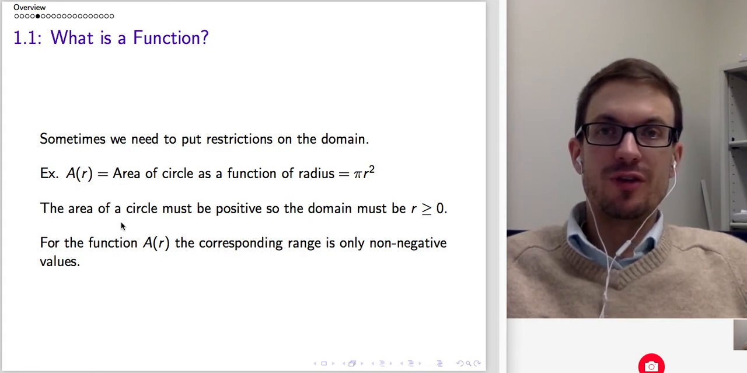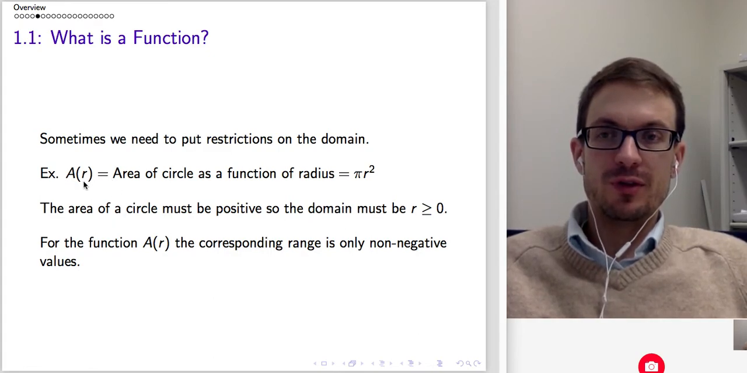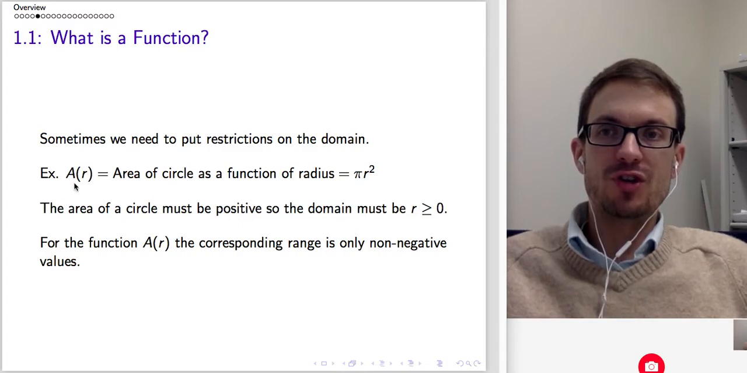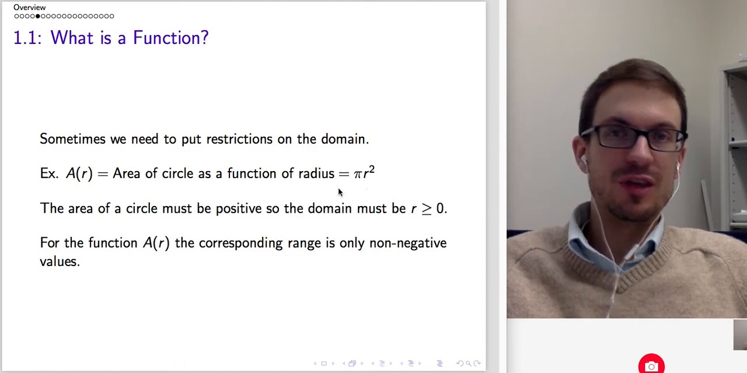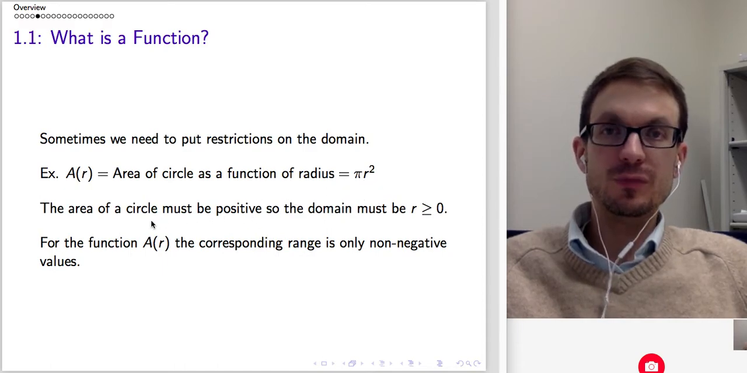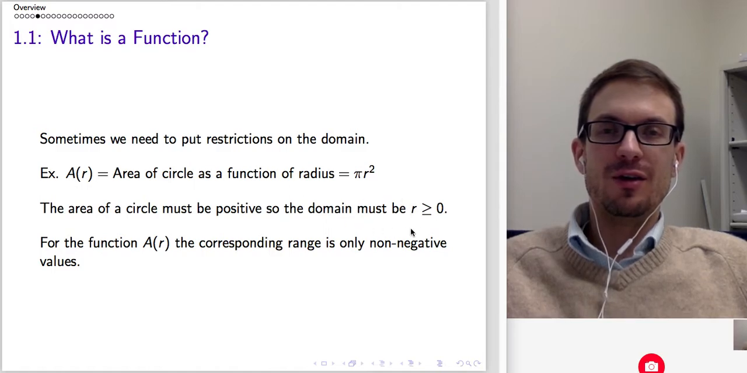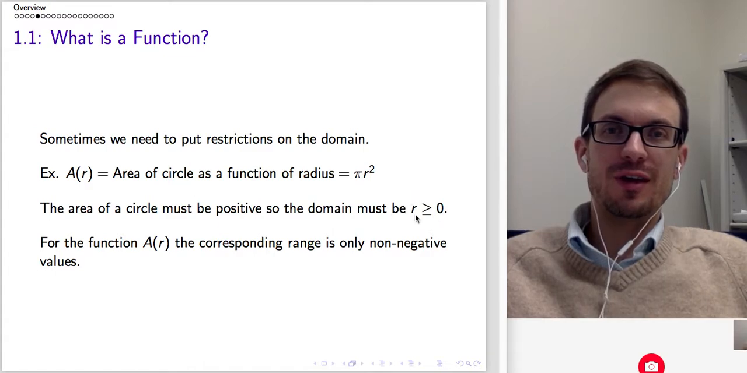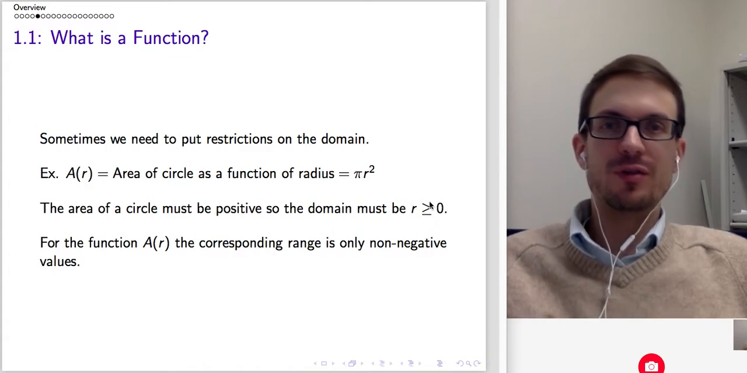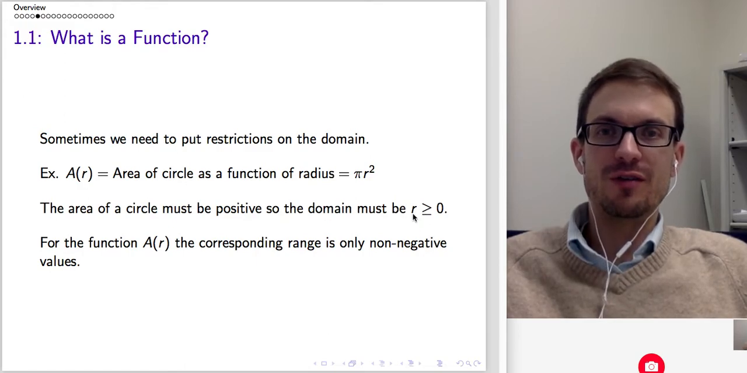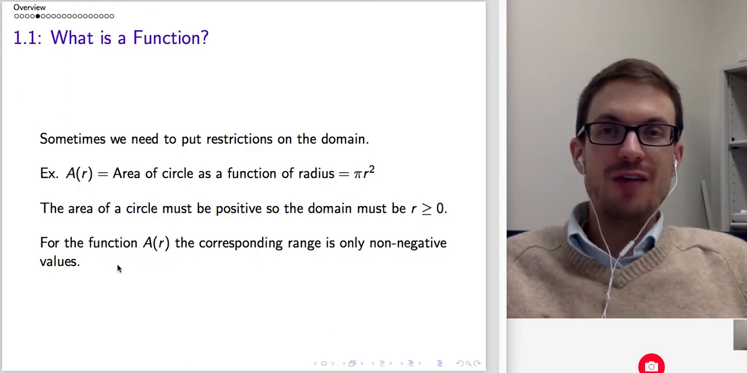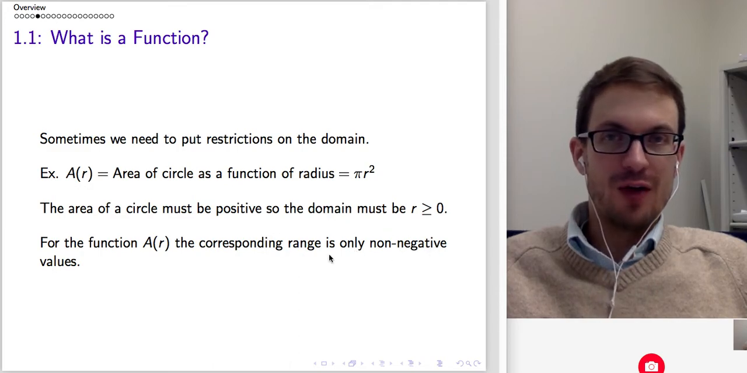Sometimes these are intuitive, other times we have to impose them ourselves. So for example, if we have this function A of r, the area of a circle as a function of the radius, using the expression pi r squared, we know the area has to be non-negative, so the domain must be non-negative. Our domain within which our possible radius will live is only positive or 0, right? So non-negative values of r. And for the function A of r corresponding to the range, we're only going to allow non-negative values.